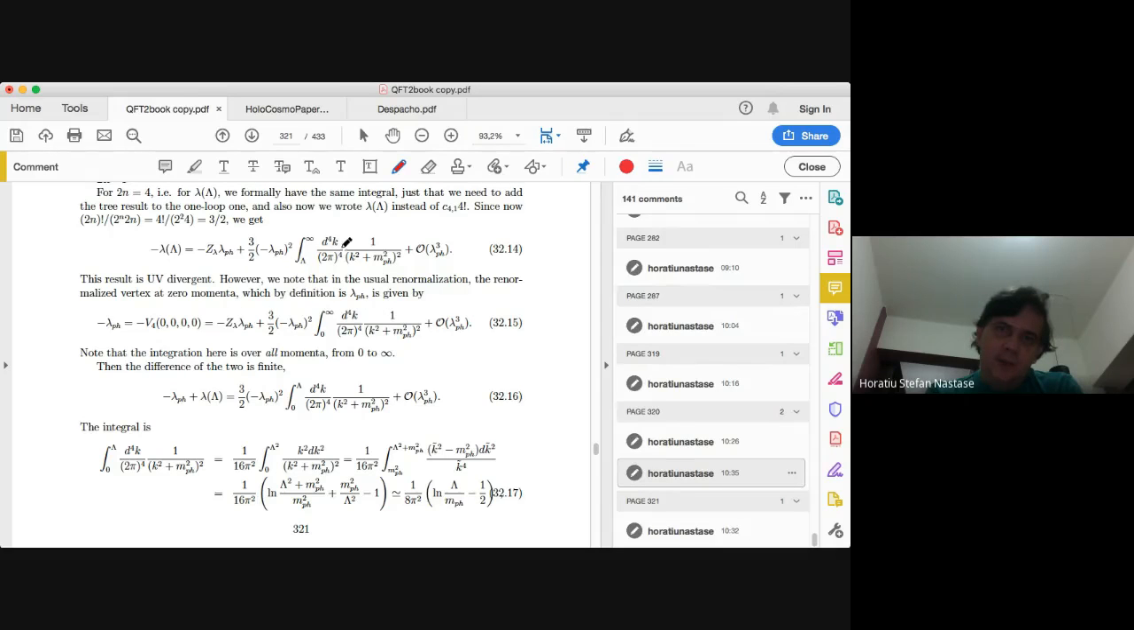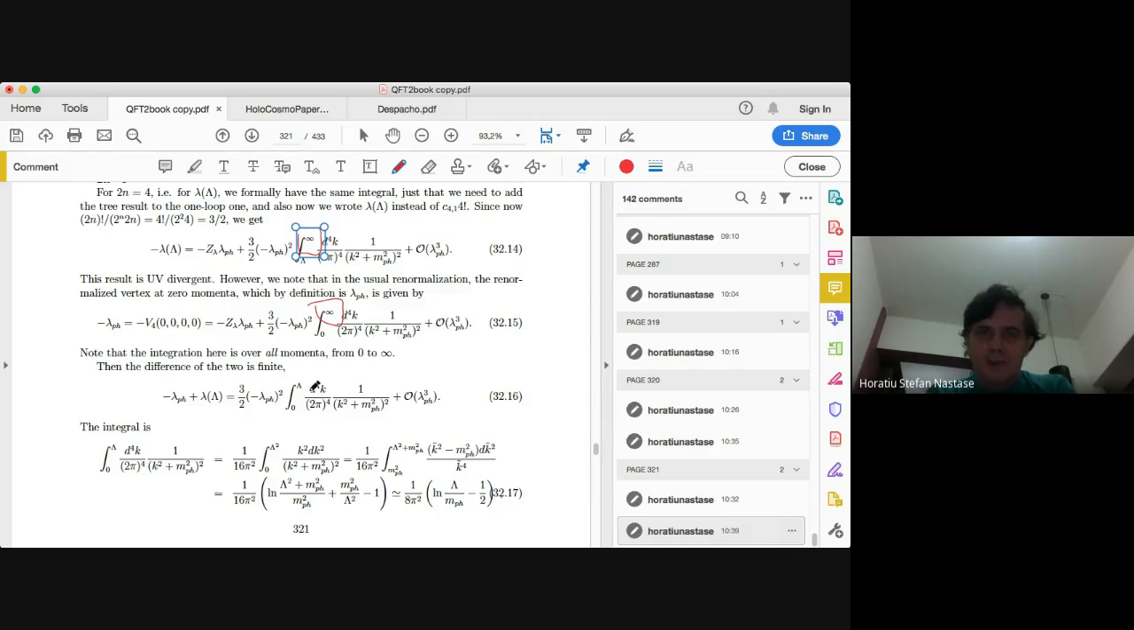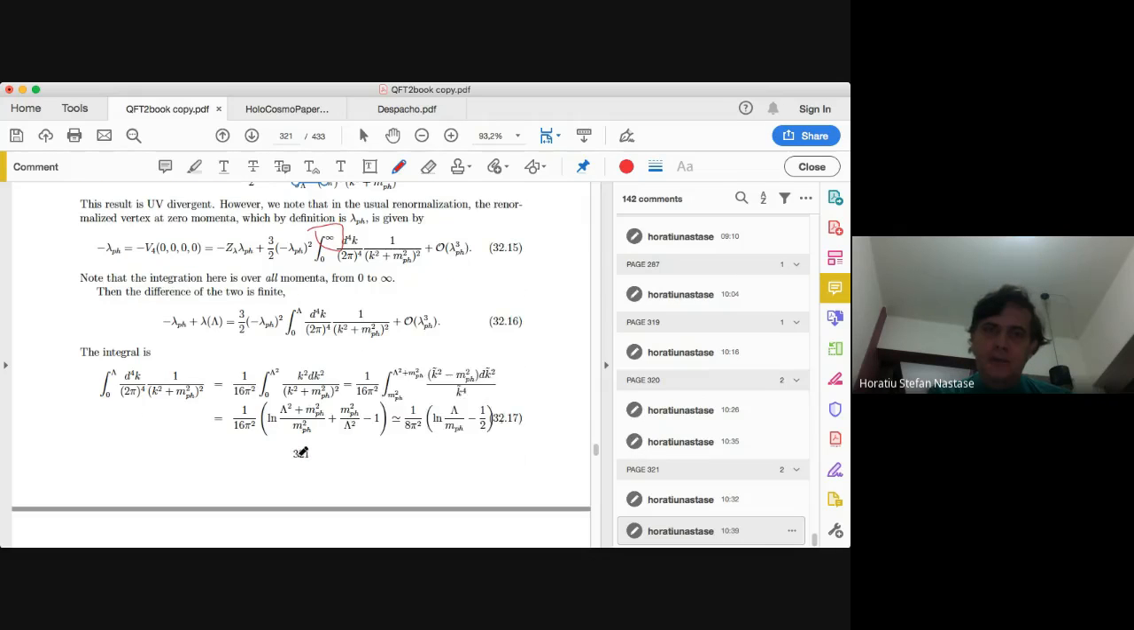So both of these two are infinite, but the infinity is in the upper part of the integration, and it's the same one, so that cancels. And so the difference between the two is finite. So minus lambda physical plus lambda of capital lambda is this coefficient 3/2 minus lambda physical squared times the integral from 0 to lambda of the same thing. And now we can do this integral explicitly. d4k is as before, 2 pi squared k3 dk.